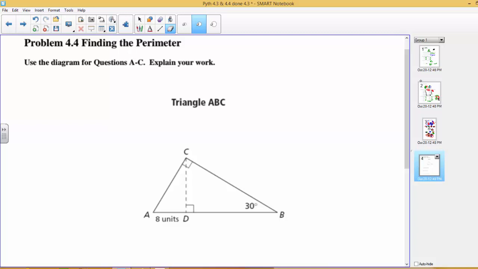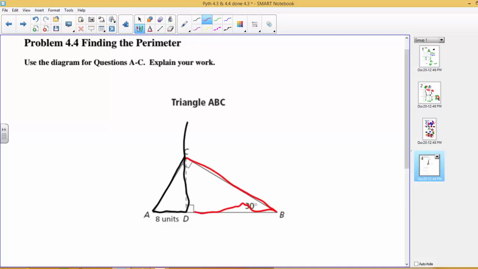So you're looking at 3 triangles in this one triangle. You've got the little triangle right here. You've got the medium-sized triangle right here. And you've got the big triangle right here. So there are 3 triangles that you are looking at.